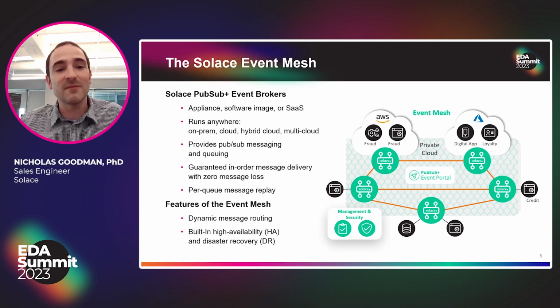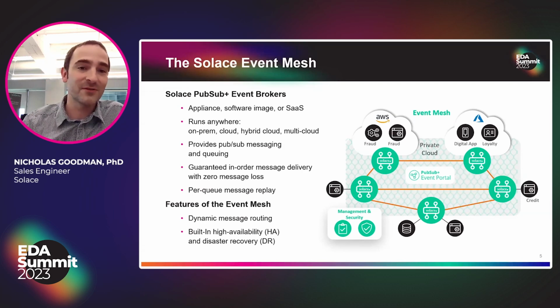We do both pub/sub messaging paradigms as well as queuing paradigms with some fantastic guaranteed in-order message delivery, no message loss. The event mesh, on the other hand, is when you take multiple brokers, link them together, and the ability to dynamically route messages from point A to point B with built-in high availability and disaster recovery semantics. There's probably plenty of other talks in previous summits, as well as this one, that will go into more detail, but that's what you need to know with regards to what we'll be doing here with Snowflake today.